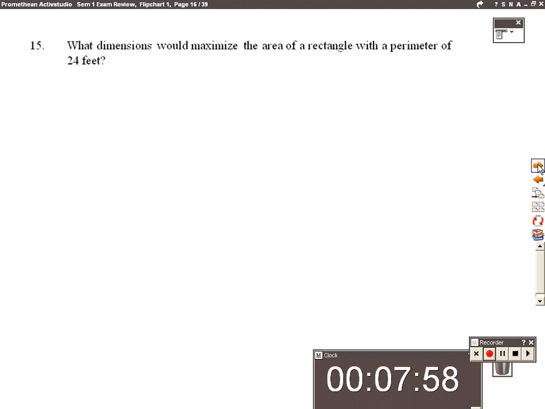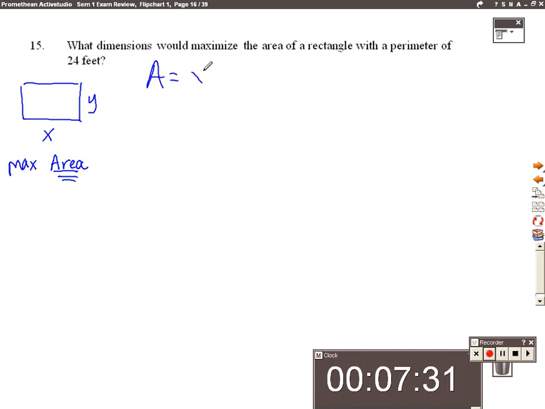15, maximize, keyword maximize the area of a rectangle. This is an optimization problem. We're trying to maximize the area of a rectangle, so let me draw myself a rectangle. The dimensions are x and y. You can use whatever variables you want. My goal is to maximize the area. So that is going to be my primary equation. So my equation for area is xy. That's the equation that I want to maximize.